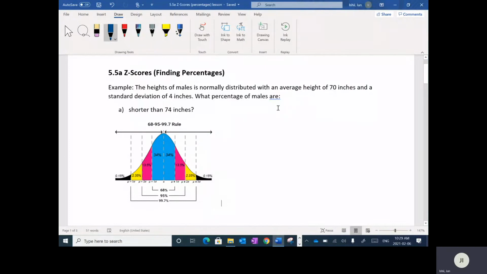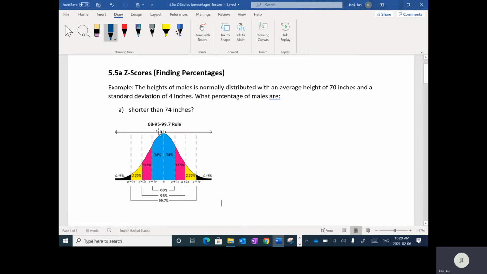Okay, so the next lesson here in this stats unit is on something called z-scores. With z-scores, we're going to be finding percentages. What we can do with z-scores is find percentages that aren't on the standard deviation markers.